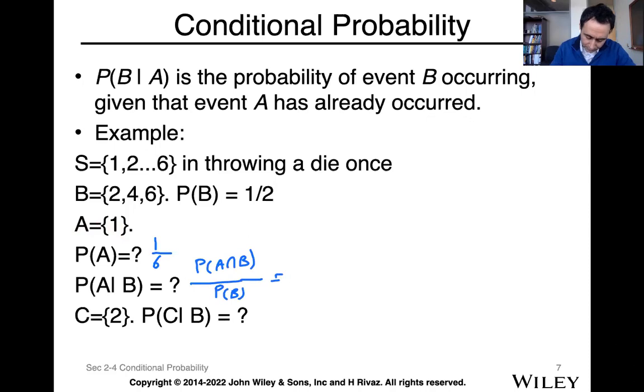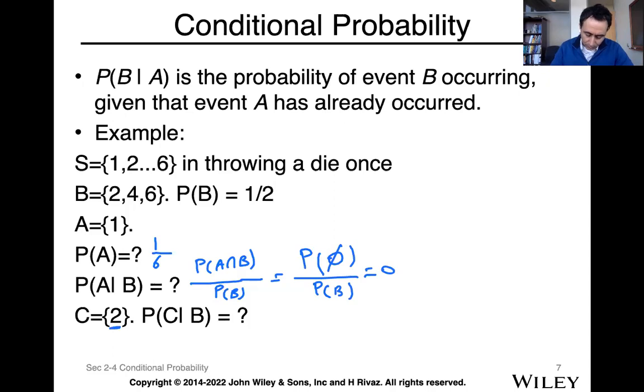And P of A intersection B is equal to, so what is A intersection B? Actually, that's 0. A and B do not have any intersection, so that's an empty set. P of an empty set divided by P of B, and that is 0, right? So in the next line, we define set C as getting a 2.